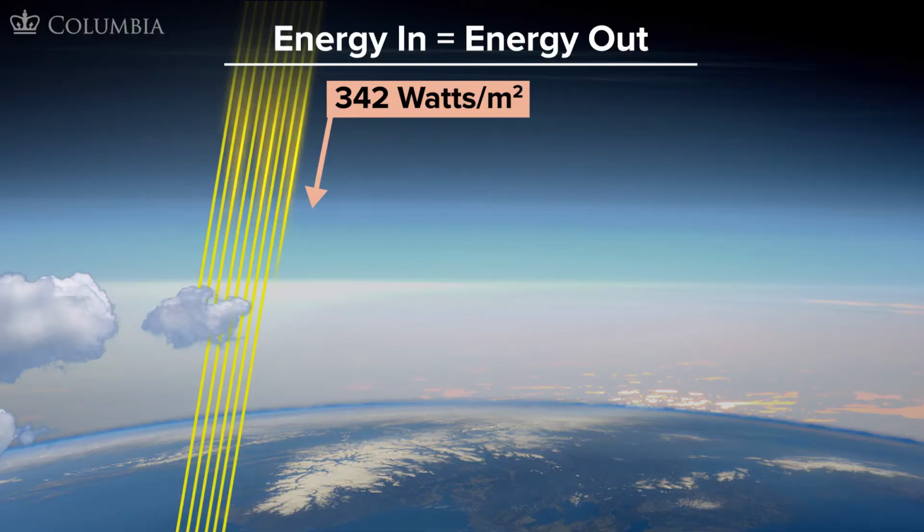You remember that the temperature of a planet is defined by the equation energy in equals energy out. That's a simple equation, but when we start to apply it to the Earth's climate system, it gets a little more complicated. Here we see on the left that there's 342 watts per square meter coming into the Earth from the sun. Now, what does that mean?